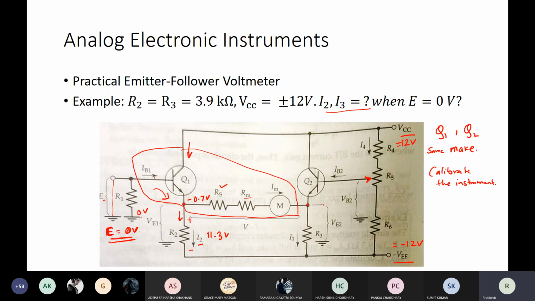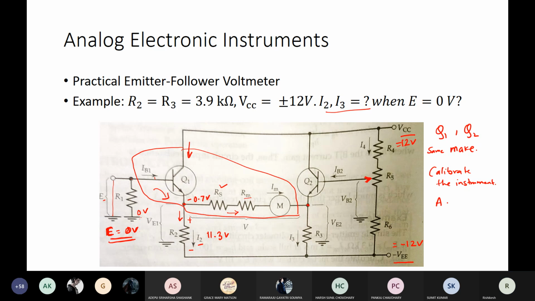let's say there is some potential here. We don't know what it is exactly at this moment. So if it is different than minus 0.7 volts, then it will show some deflection, right? Because of the potential difference, some current will flow through this and it will show some deflection. So we'll adjust this variable resistor in such a manner that the meter indicates zero deflection.